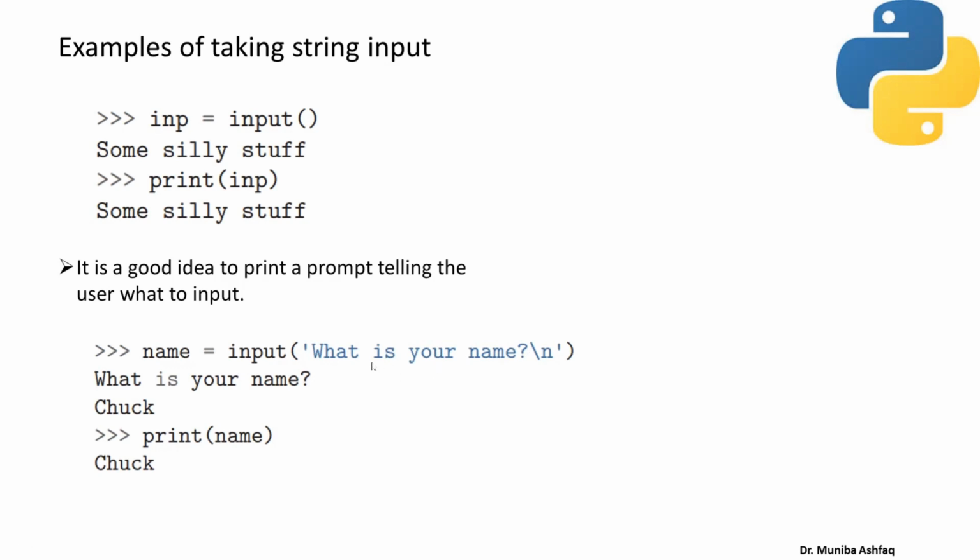So it's a good idea. He will know that he's going to enter his name, and it's a better version as compared to this one, in which he doesn't know what he's going to input at this point. So when he gets the message on the screen, what is your name? He just simply types his name and then presses enter. When he presses enter, this name Chuck would be assigned to the variable name, and nothing would be displayed on the screen at this point unless we print name on the screen.